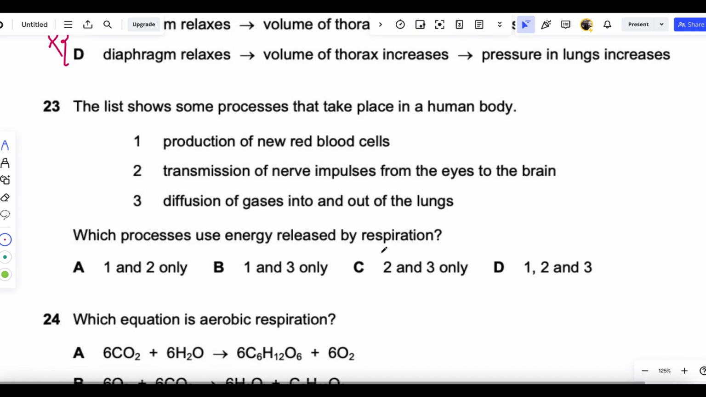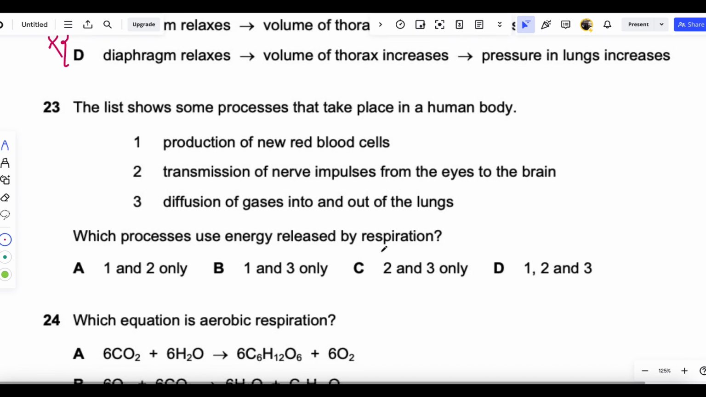Now we go to question 23. The list shows some processes that take place in the human body. Production of new red blood cells, that's one. Okay, human body, production of new red blood cells. Yeah, this takes place in our body, right? Production of new red blood cells takes place.